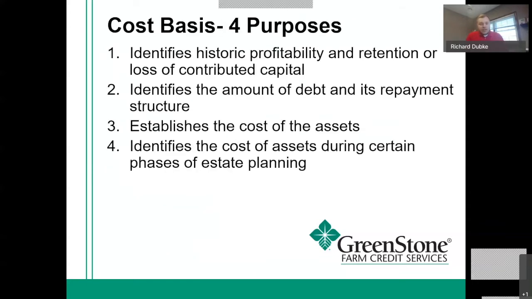A little bit more detailed dive on the cost basis. There are four main purposes here. It identifies historic profitability and retention or loss of contributed capital, identifies the amount of debt and repayment structure, establishes the cost of the asset, and can be helpful in identifying the cost of the asset during certain phases of estate planning.